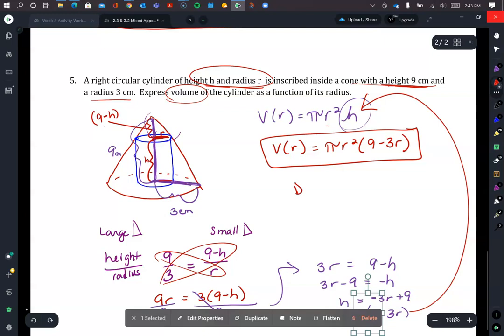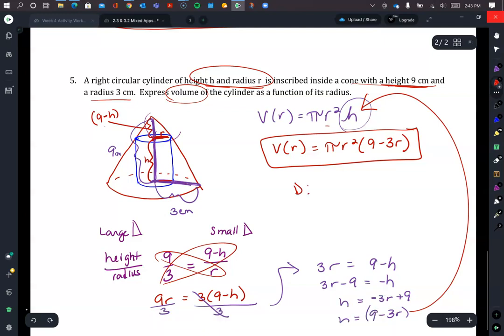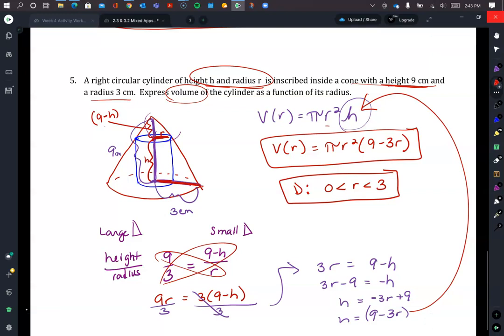And then the domain would be anything from 0 up through 3 on that one, because that's as far out as you could go. Looking at the radius start to finish on the cone, I wouldn't be able to go past that. That would be my max. So a reasonable domain would not go past that.